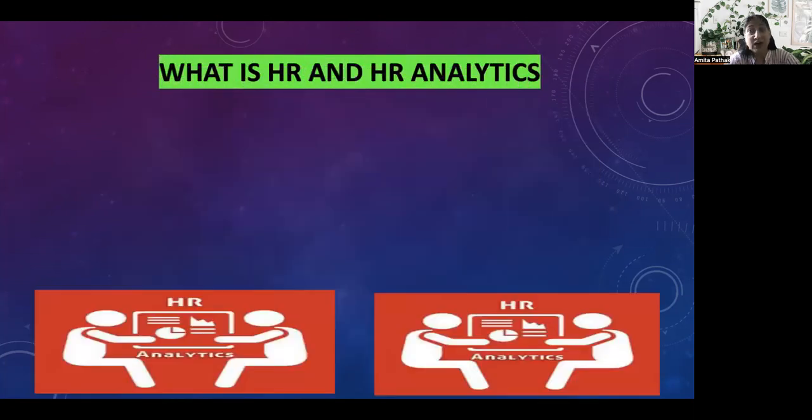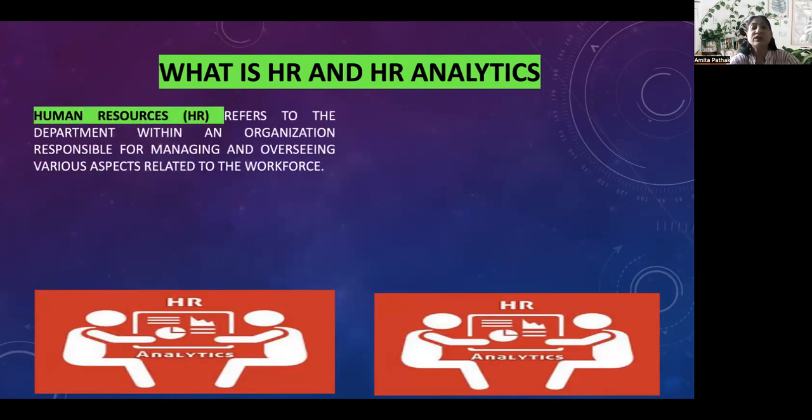So dear friends, now we will take into account two things, HR and HR analytics. What is HR? As the name suggests, human resources, that is taking care of our employees. Human resources here refers to the organization or a department within which all the HR related functions execute. So HR or human resources is a function or a department within an organization that is responsible for managing, taking care of, and overseeing all the aspects related to the workforce.